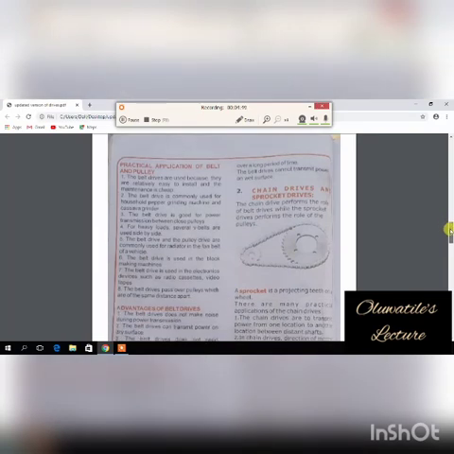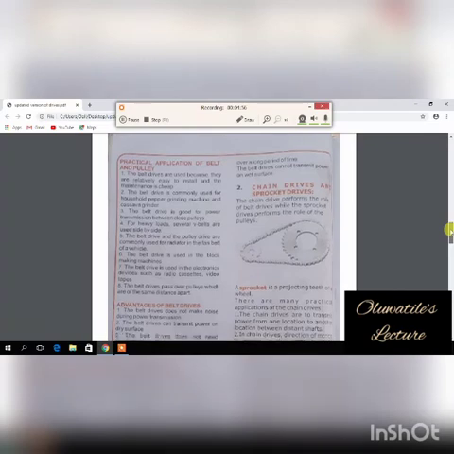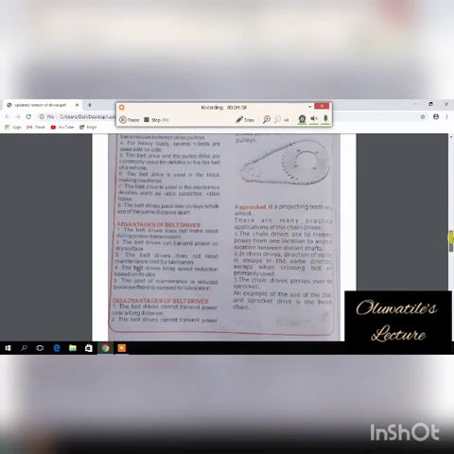Generator cannot work for 4 days or 5 days without stopping. No. The belt drive cannot transmit power on wet surfaces.